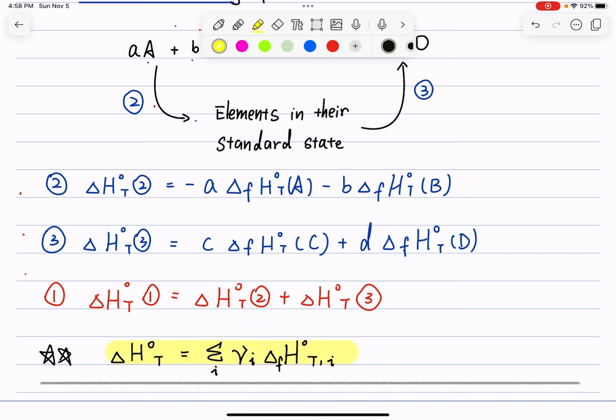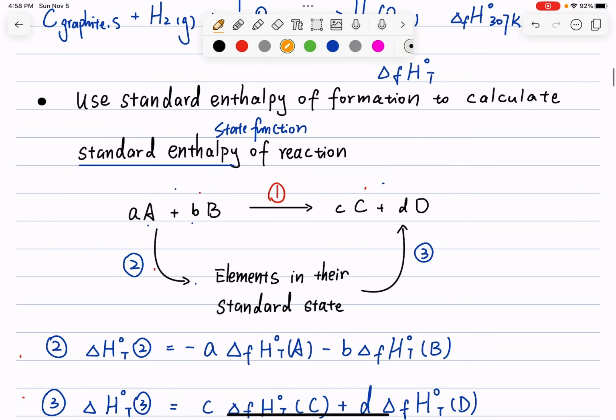All right, so far we went over the definition of the standard enthalpy of reaction and the standard enthalpy of formation, and then we built a link between these two standard enthalpies. Now, typically, you can find the standard enthalpy of formation from a thermodynamic table, and let's see how we use it.